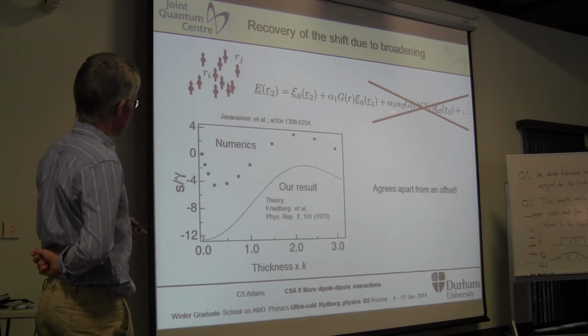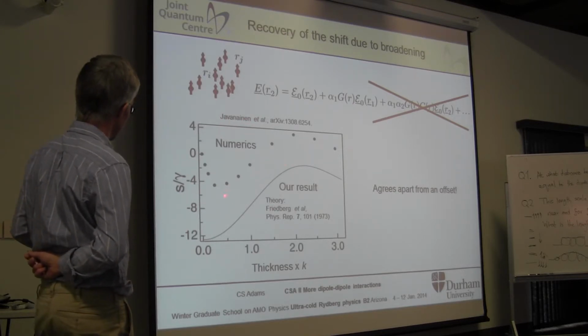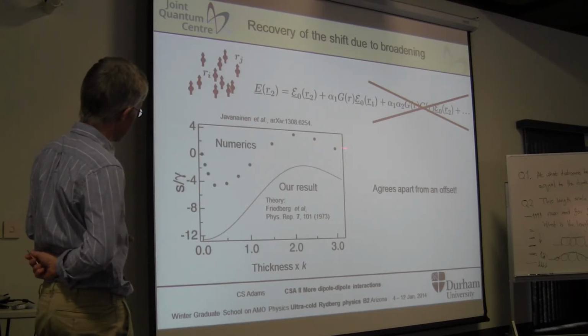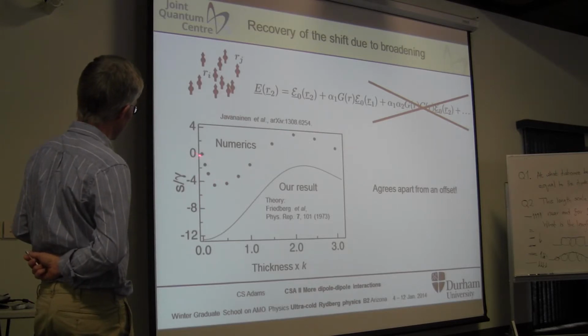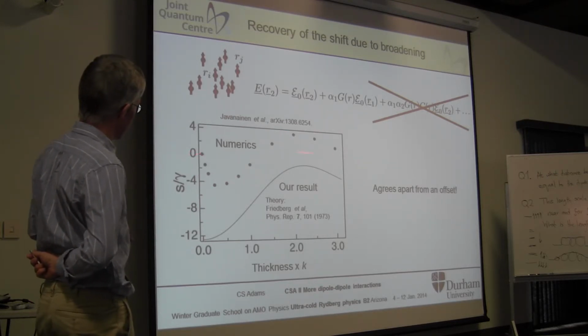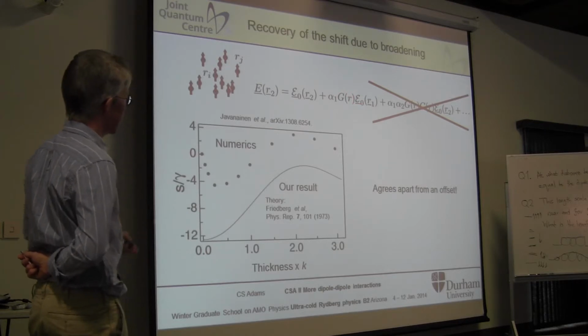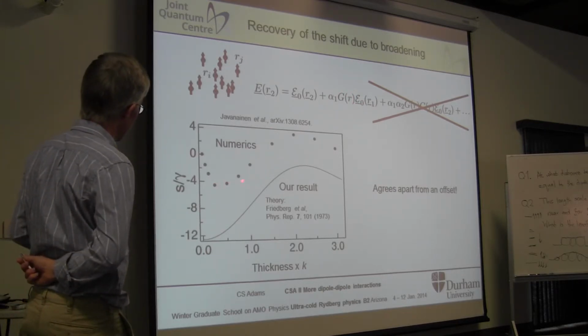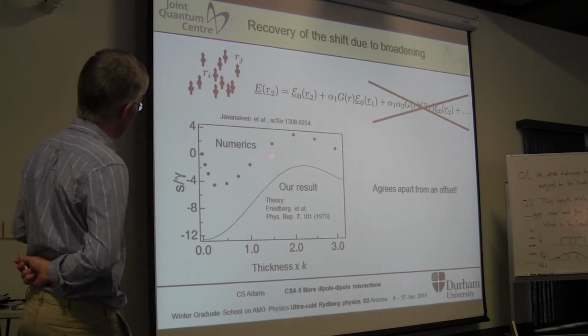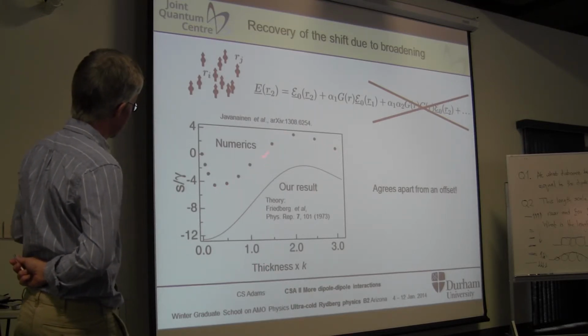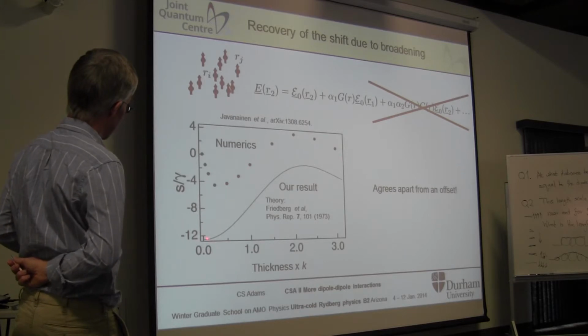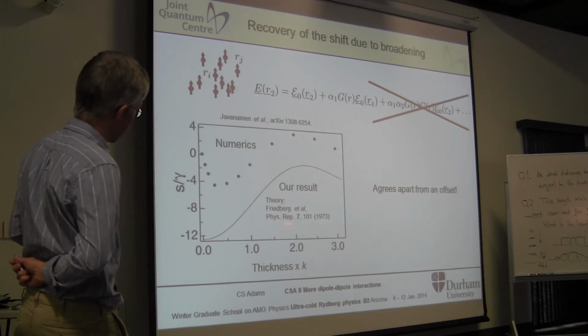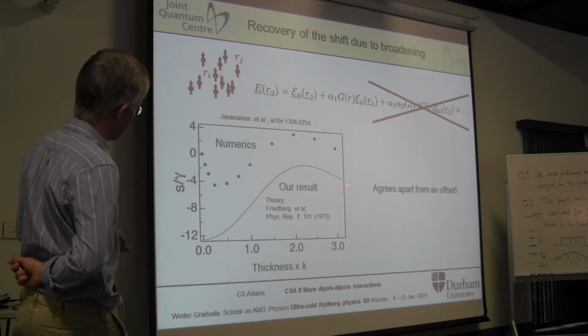So Javanainen has done that, so he crossed off all the terms and just leaves this term in, and he gets these dots. Before, he had no shift, so he just had a straight line with no shift, and now he's got a shift. So this first term gives us a shift, and it gives us a shift that has some thickness dependence when you do it for a slab. And this is basically our result, which agreed with this earlier theory paper, and you see it follows the same curve.